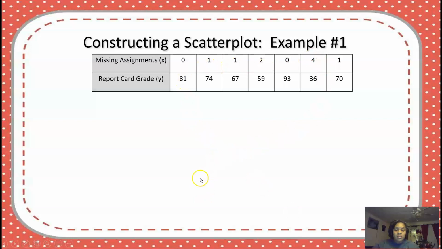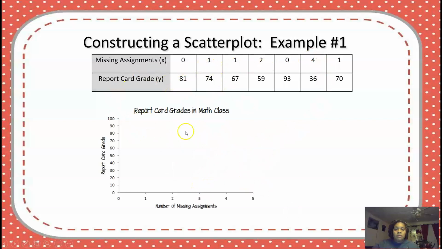Okay, so looking at a first example, we have missing assignments and the report card grade. If you have one missing assignment and on your report card, you plot those points. You just plot in the points and see where the points go. So is it linear or non-linear? Here it's linear. Why is it linear? Because you can literally take a line and cover it, and all the points will fall on that line.